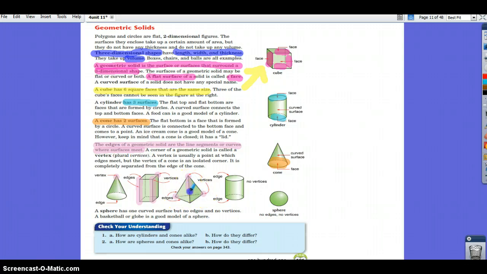Again, vertices are right here on the corners. Your edges are where you could run your hand down its sides. Another edge would be all around the circular part. The edge, again, along the bottom part. No vertices in the circle. And the sphere has no edges and no vertices. So think about, how are cylinders and cones alike? How do they differ? How are spheres and cones alike? And how do they differ?